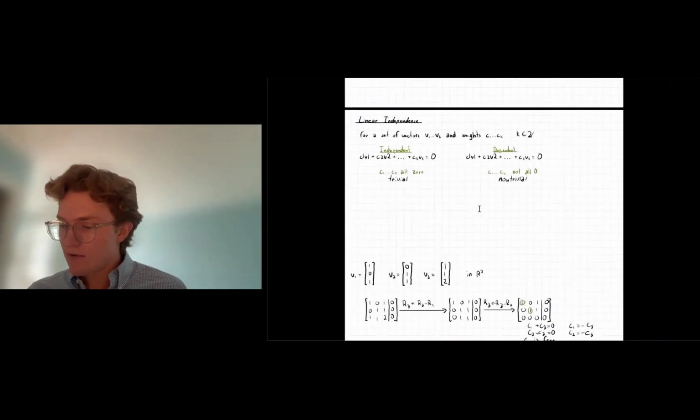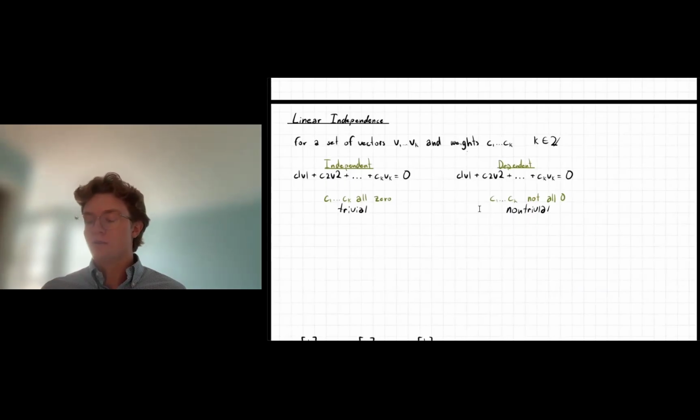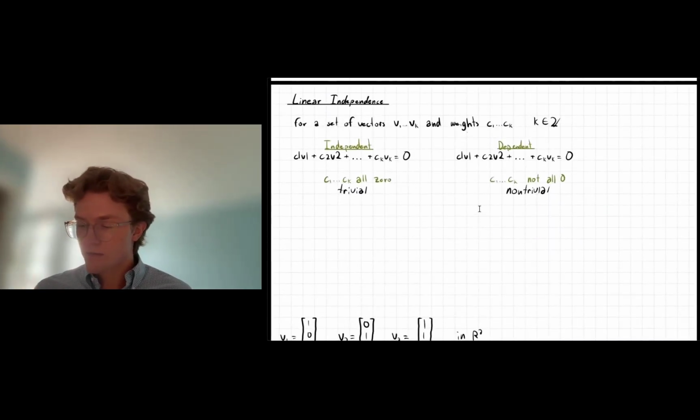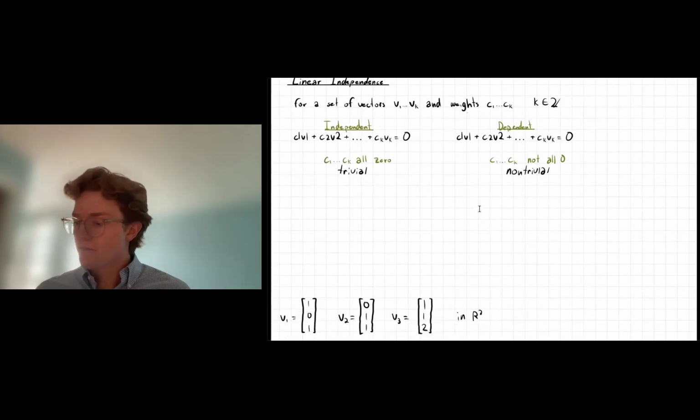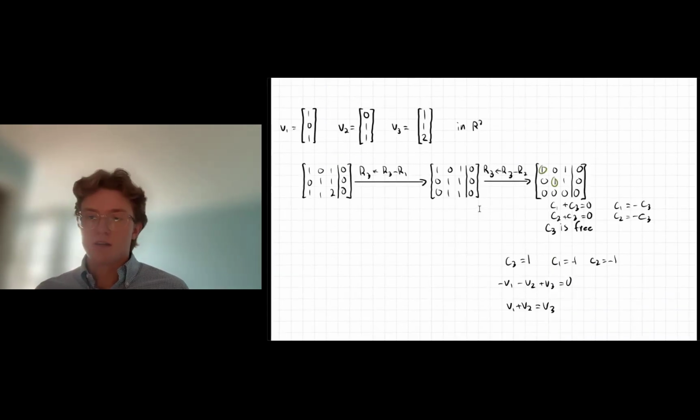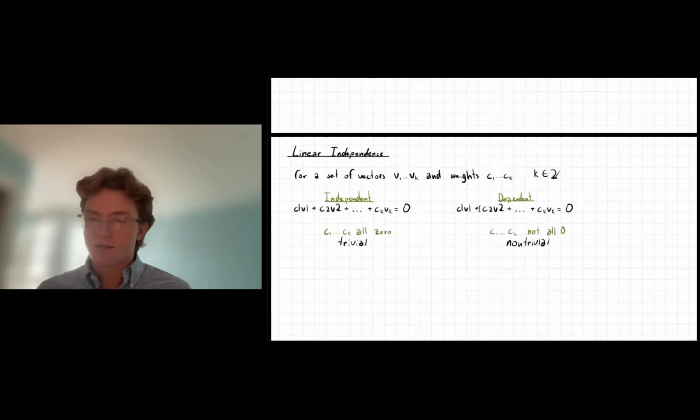So to sum everything up, if you're given a set of vectors and you want to know if they're independent or dependent, you set up this augmented matrix, which is going to tell you what your weights are. Are they all zero? Or is it non-trivial, so that at least one of them is not zero? You can basically tell that just by row reducing it and seeing if there's a free variable or not, and that'll tell you about linear independence.